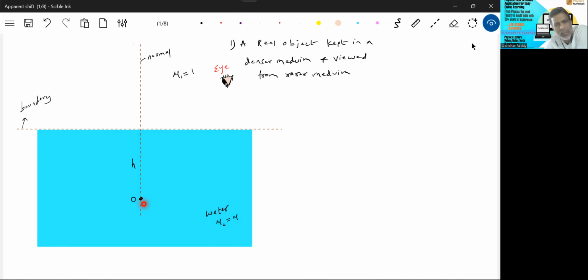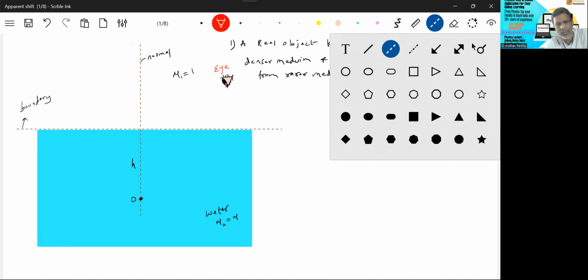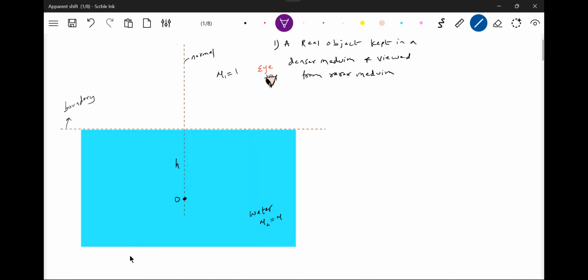Now we know it's a real object. The basic idea of a real object is that it will emit rays, and the incident rays will diverge from the point where the real object is kept, like some coin kept here. Okay, now we'll go for the ray diagram. The ray is emitted by it. This will be the normal we'll draw here. Look at the rays. The rays emitted by this real object will diverge and get refracted into the rarer medium.